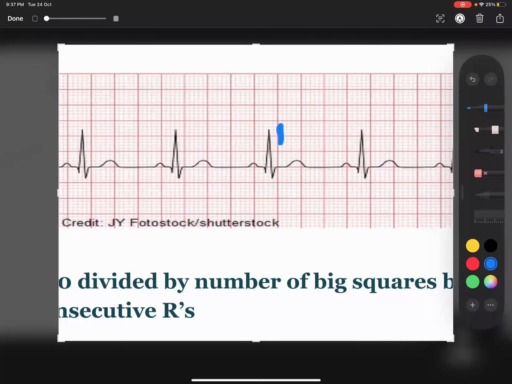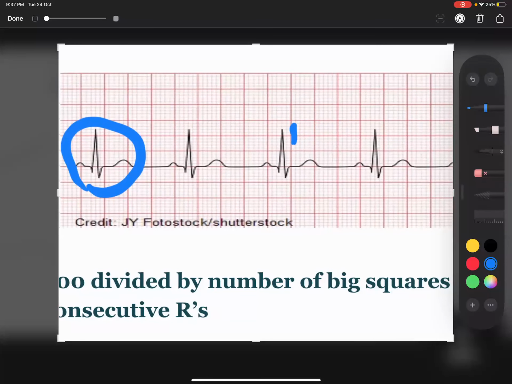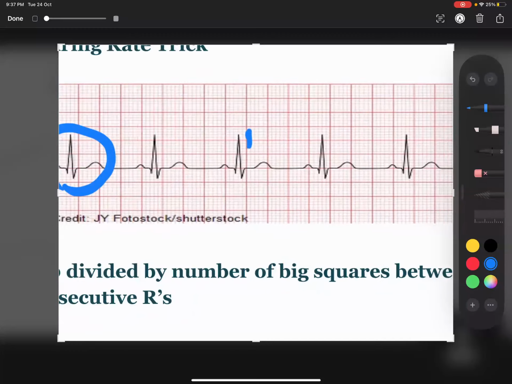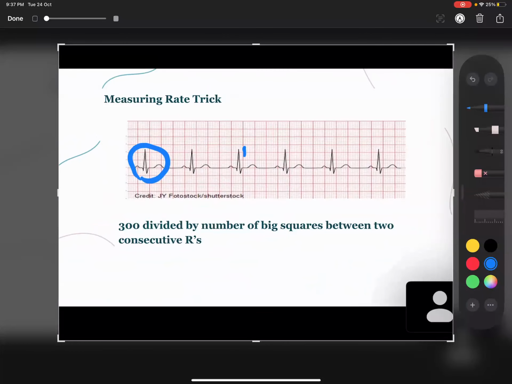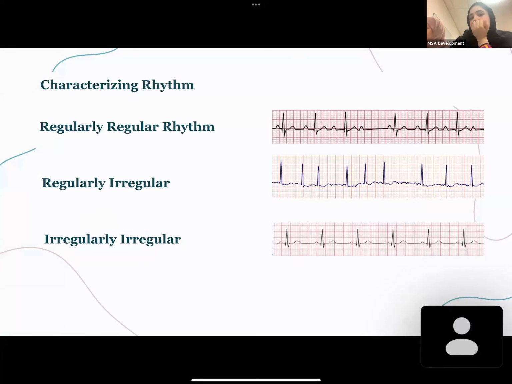You don't really have to start from the first one. You look for the R that is at the straight line and you start counting until the next R. I used to do it with R's. They're the easiest. Or P, it's the same thing.